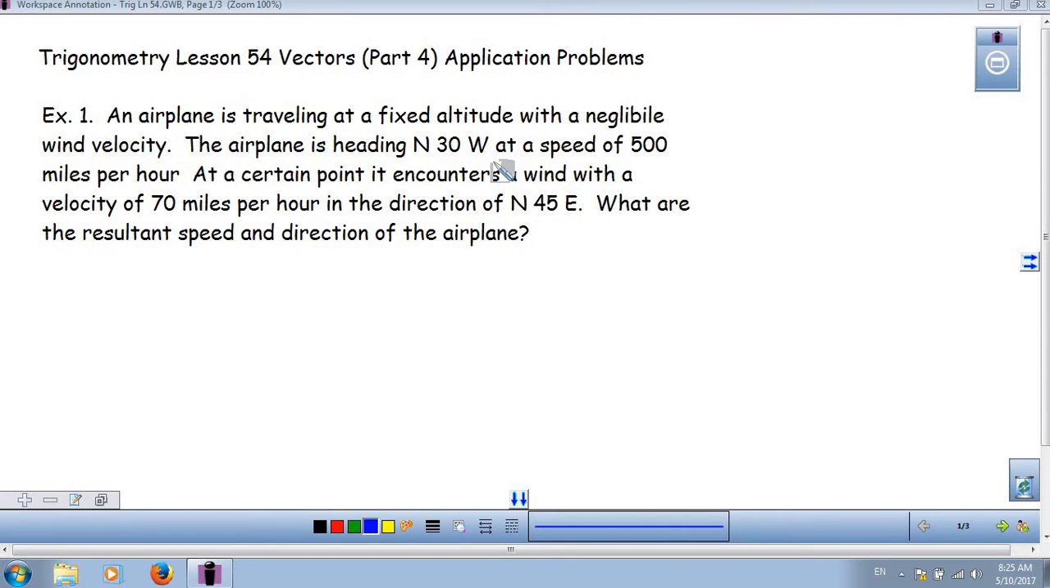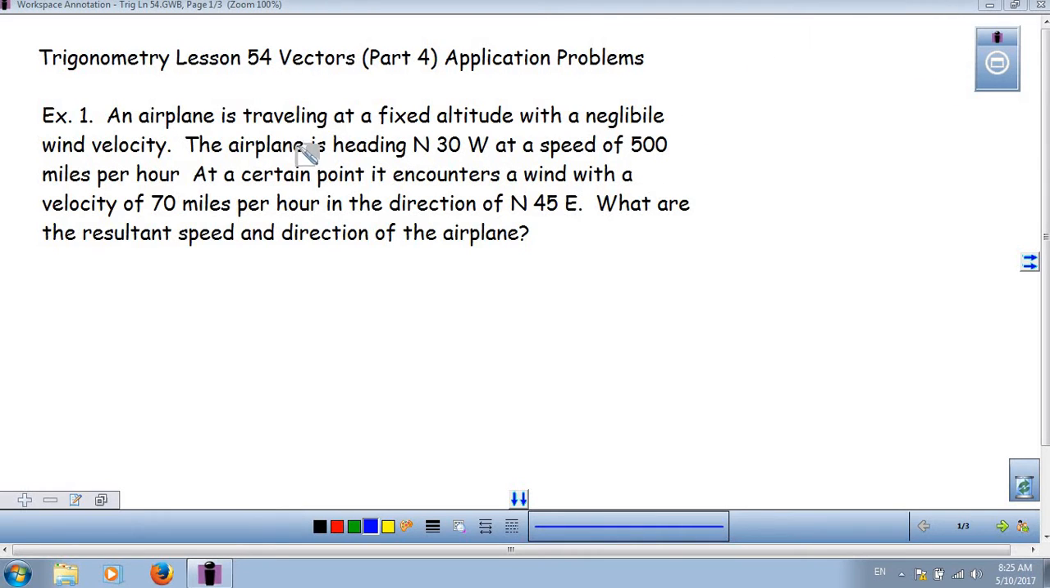So today we're going to put those things to use. We're going to look at some application problems. Most of the application problems will involve force and velocity because they are very easy to understand, and they're concepts that definitely involve magnitude and direction.